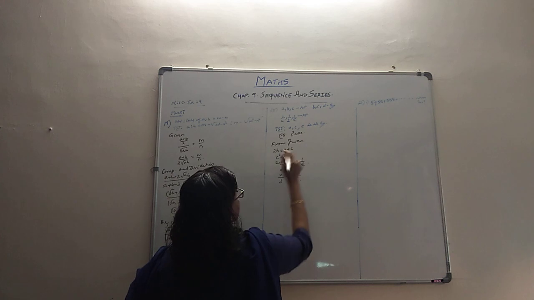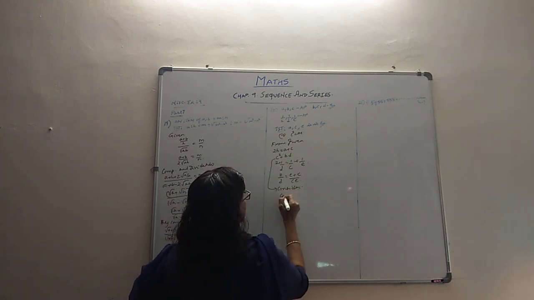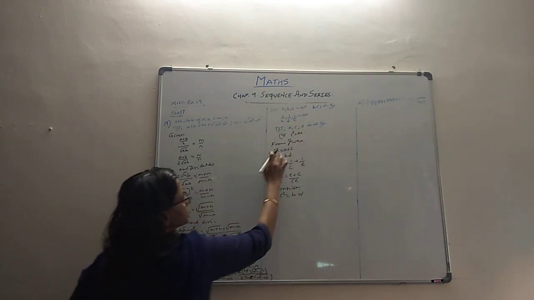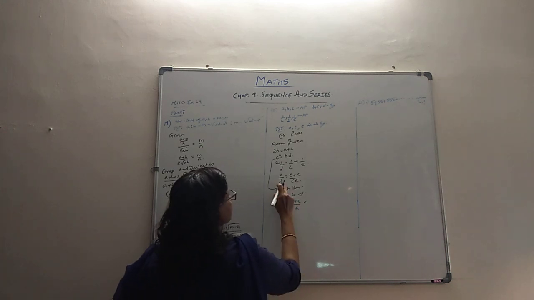Since we require c squared, let's consider c squared equal to bd. We require a and d only. So b can be replaced from here, a plus c by 2. D can be replaced from here.